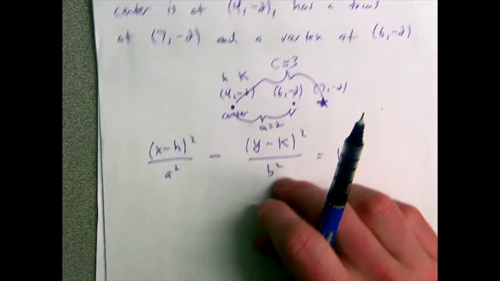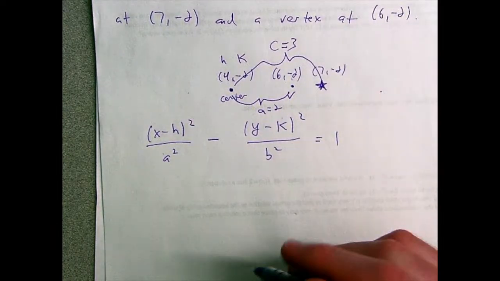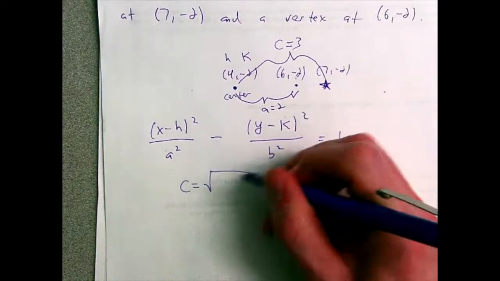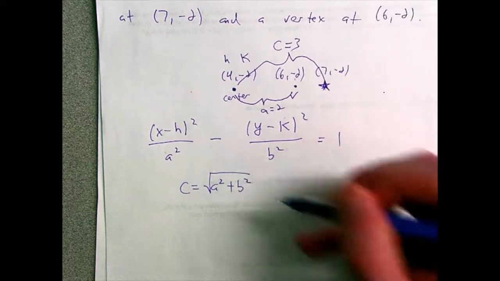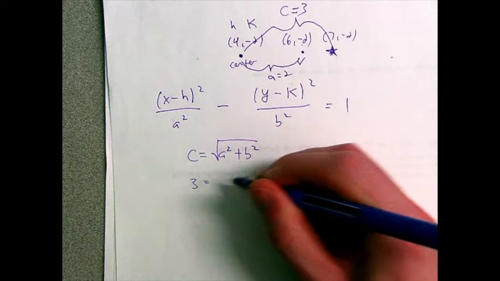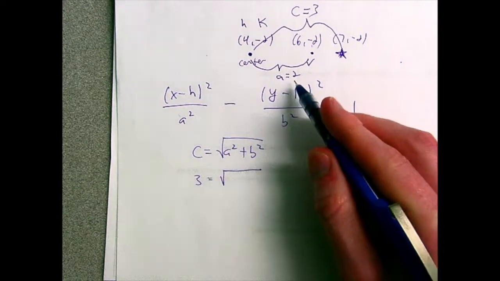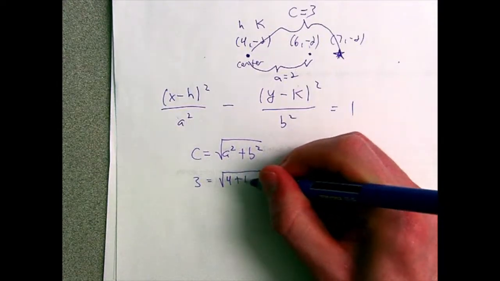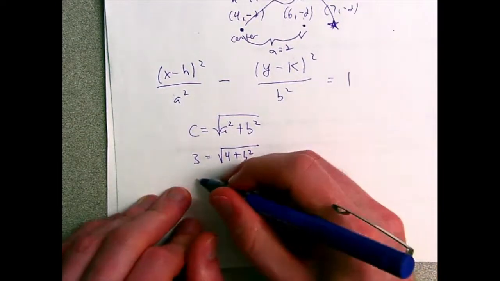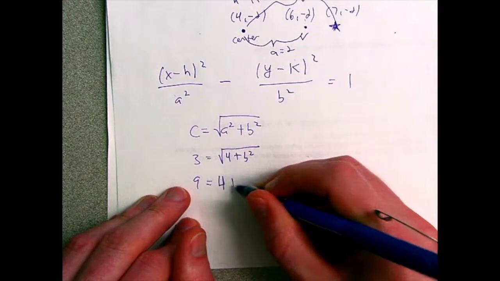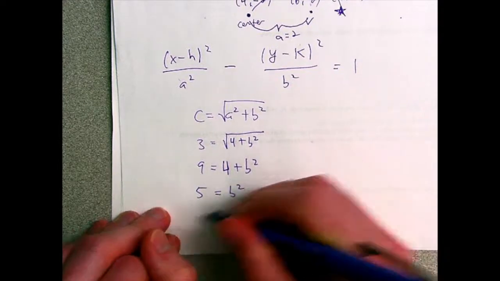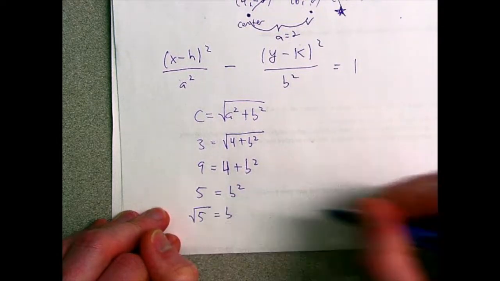How can we find b? Once again, you use the formula for c, which relates a, b, and c. For hyperbolas, c is the square root of a squared plus b squared. We just plug in what we know. We know that c is 3. We know that a is 2, so a squared is 4, plus b squared. Now we just have to solve this equation for b. Square both sides, you get 9 equals 4 plus b squared. Subtract 4, you have 5 equals b squared. So we find that b is root 5.